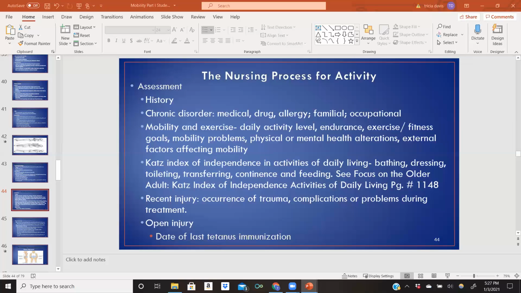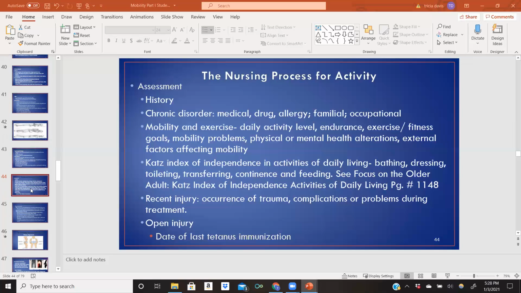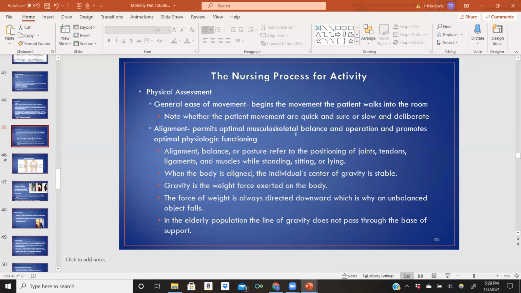You want to talk about any recent injury, any occurrence of traumas, any complications or problems during the treatment that they've had, and then if they've had any open injuries. So with open injuries, we mean, have they had a break that caused the bone to come through the skin? Did they have a cut? Did they cut off a finger, or they have a gash in their arm? Anything that opened the skin, you want to find out when the date of their last tetanus shot was administered. You want to make sure that they are not at risk for developing tetanus, which comes from the rust on dirty nails, and it can be very life-threatening.